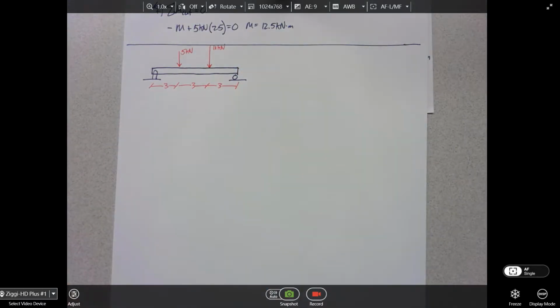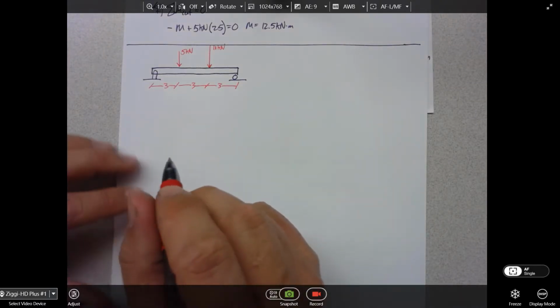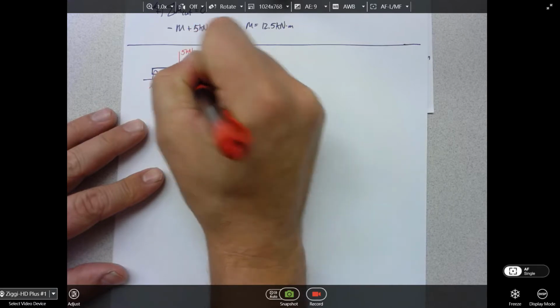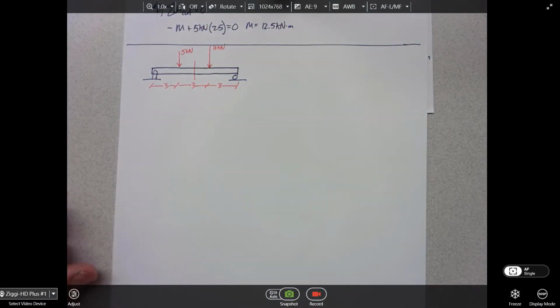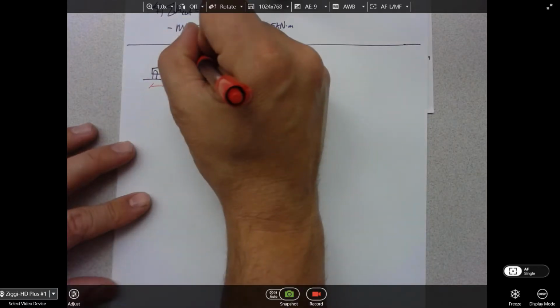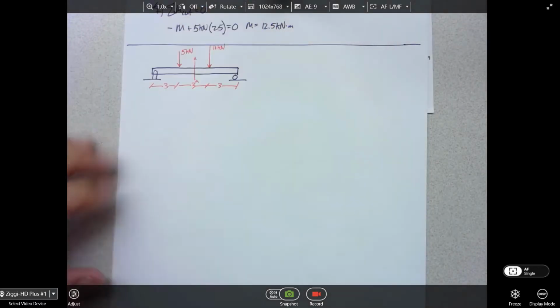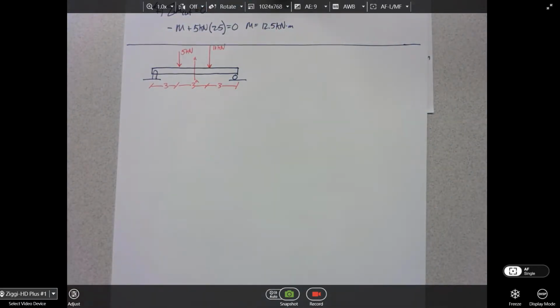Okay, we have a 9-meter long beam, and that's 5 and 10 kilonewtons acting on it. And I want you to find for me the internal loads right at the middle. Okay, so I'll call this section AA. So we're going to cut it open, and we're going to figure out what those loads are.